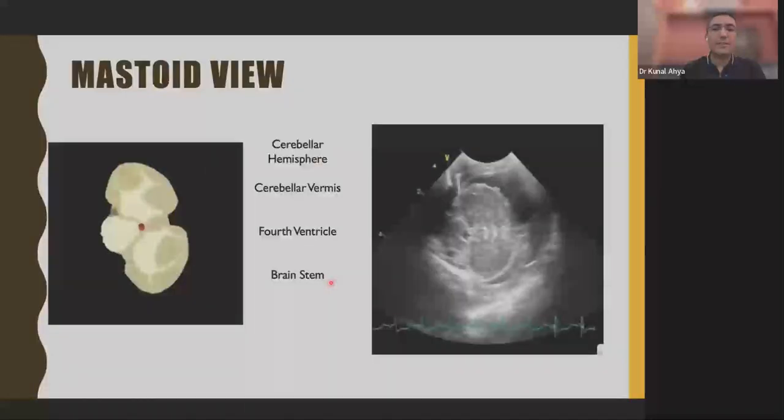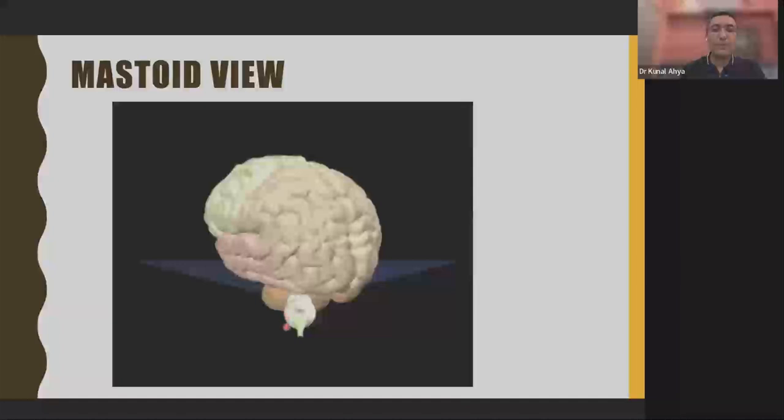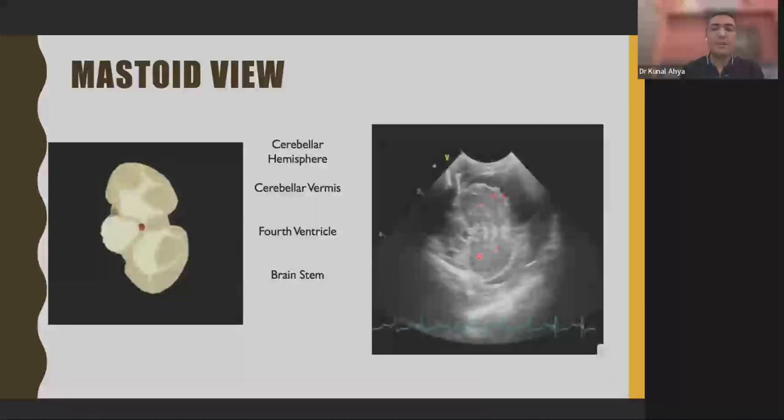So what are the structures you will be seeing? The posterior most part is your cerebellum. Hence, you will be able to see whether there are any cerebellar lesions, cerebellar hypogenesis or agenesis.